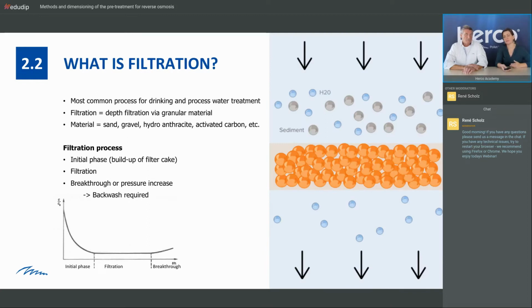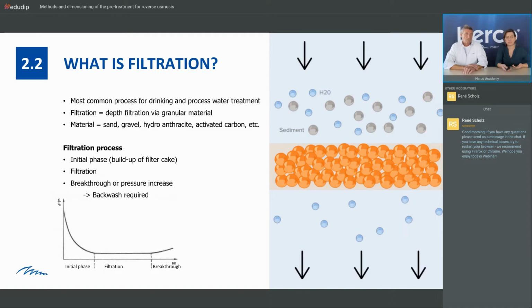Okay, what is filtration actually? When we're talking about filtration, in this case, we talk about depth filtration with granular material. So that could be sand, gravel, hydroanthracite, actually also carbon and so on. Also the media that are used for iron and manganese removal, that's also filtration. Only now we focus more on the removal of TSS, and then we'll come to iron and manganese removal later.